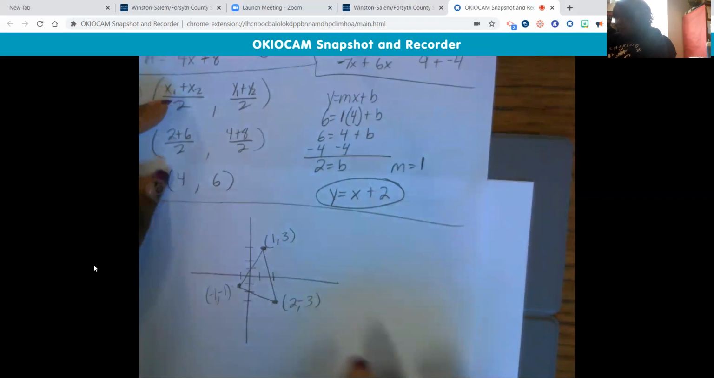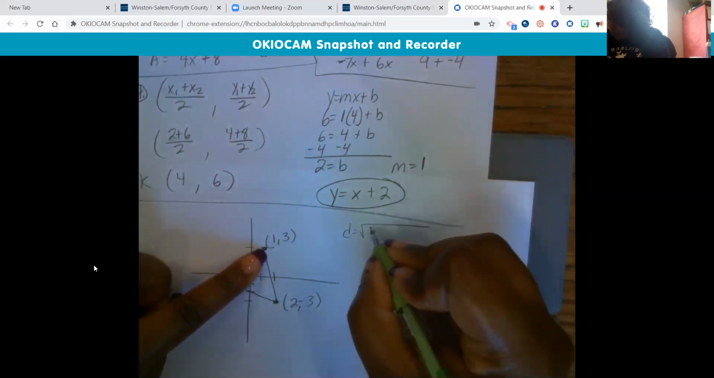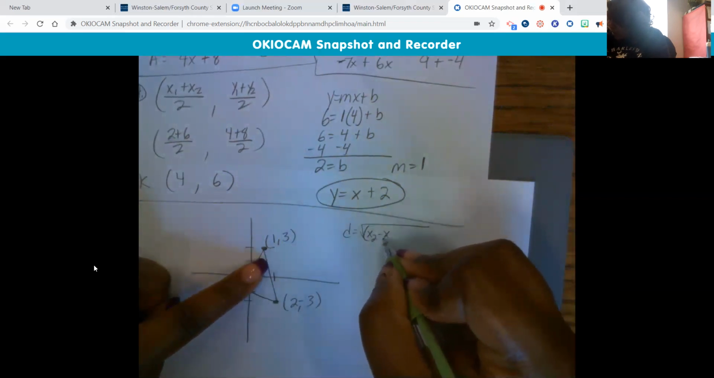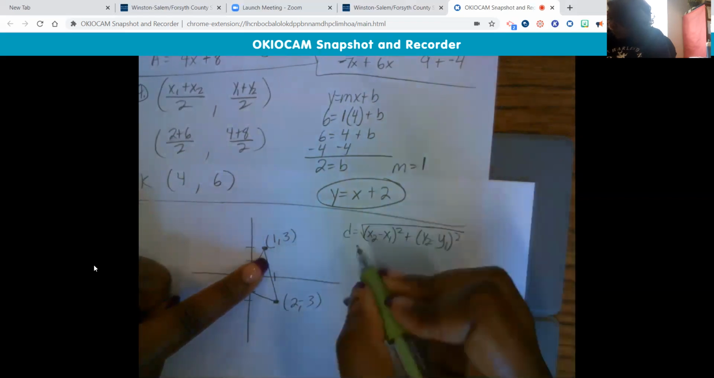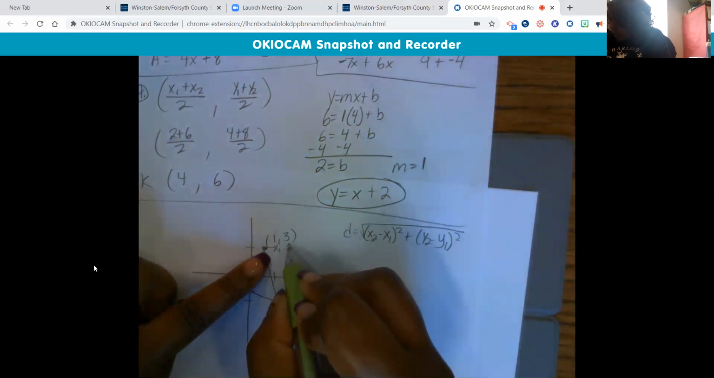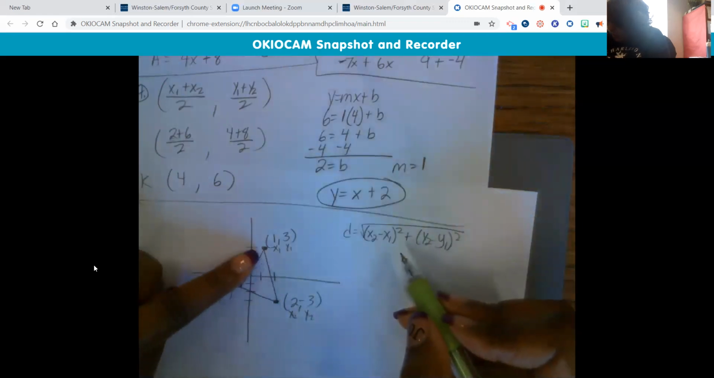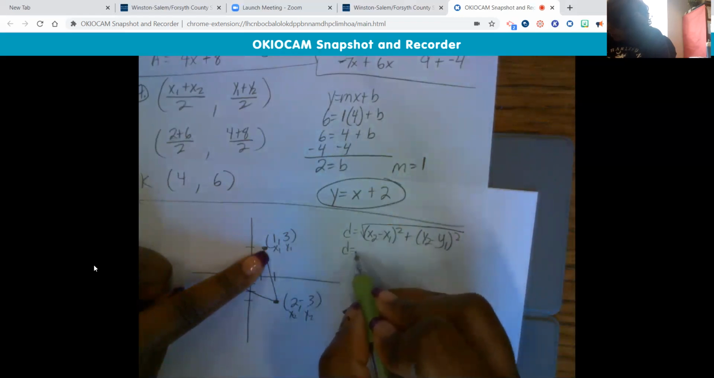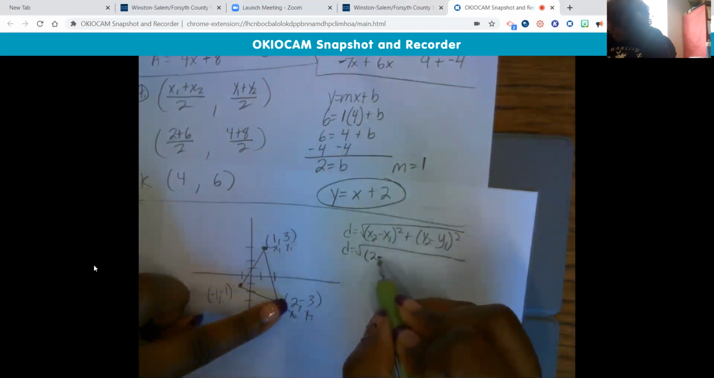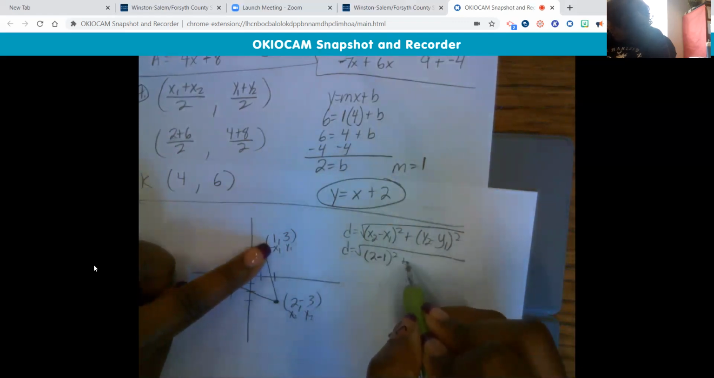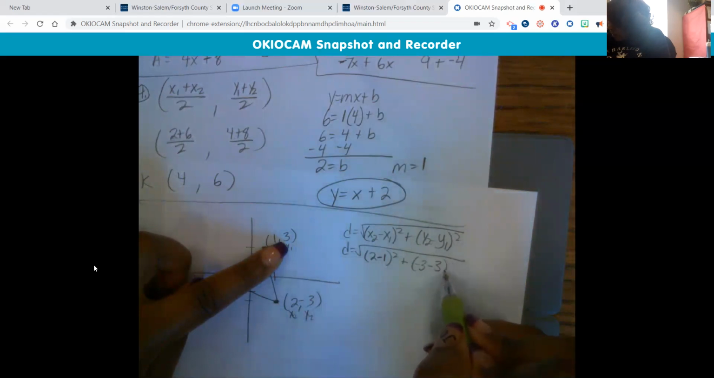All right, so let's find the distance between these two. The distance formula is the square root of x2 minus x1 squared, then you add y2 minus y1 squared. So let's use that. This is x1, y1, x2, y2. Okay. All right, so here we have x2, which is 2 minus 1, then square it. Then -3 minus 3, then square it.